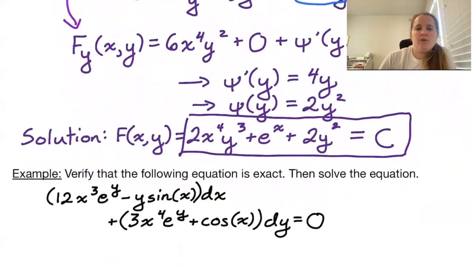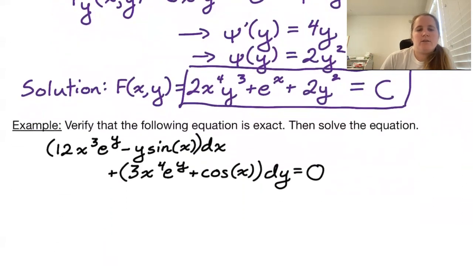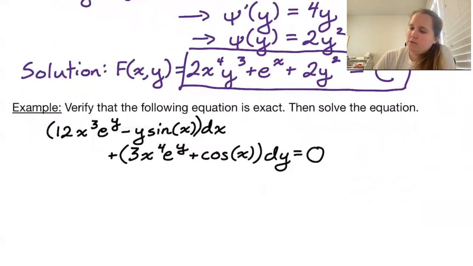Let's verify that 12x cubed e to the y minus y sine of x, all of that times dx, plus 3x to the fourth e to the y plus cosine of x, all of that times dy equals 0, is exact. Let's verify that equation is exact. So first, we're going to check that it's exact.